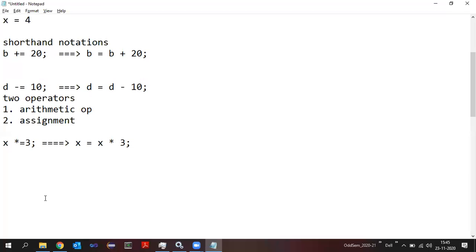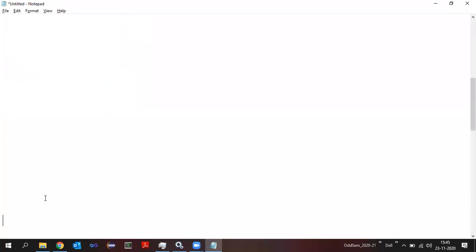The next ones we will see are increment and decrement operators. These are the next set of operators, increment as well as decrement operators. First, let us study what we actually mean by the increment operator.